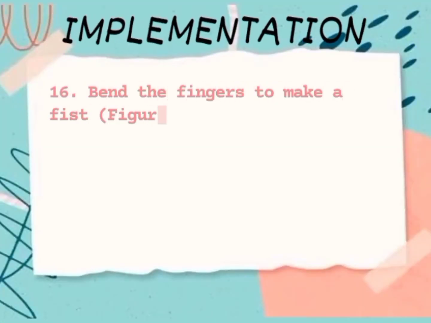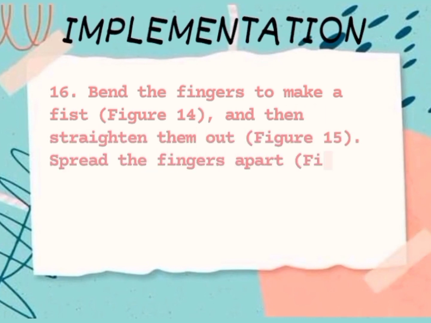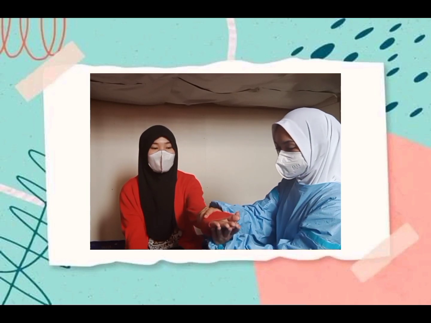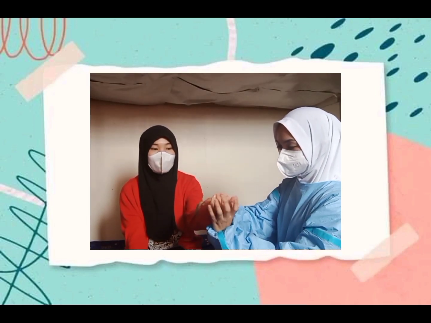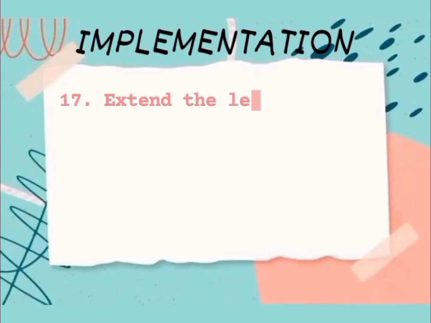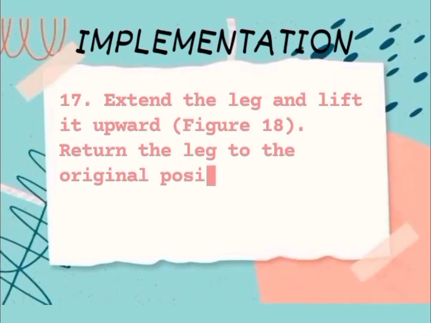Bend the fingers to make a fist, and then straighten them out. Spread the fingers apart and return them back together. Touch the thumb to each finger on the hand. Extend the leg and lift it upward. Return the leg to the original position beside the other leg.